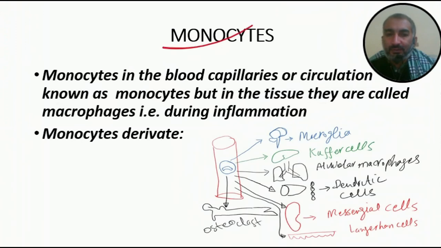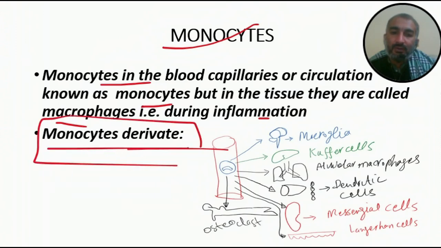So next is our monocyte, the big eater. We already discussed that, macrophages. So monocytes in the blood capillaries or circulation are known as monocytes, but in the tissue they are called macrophages. During inflammation, they come into the tissue. If they are in circulation, they are called monocytes, and if they are outside the circulation, they have a different name. One name is macrophages. They have different names in different tissues. That's a very important concept, we have to remember that.